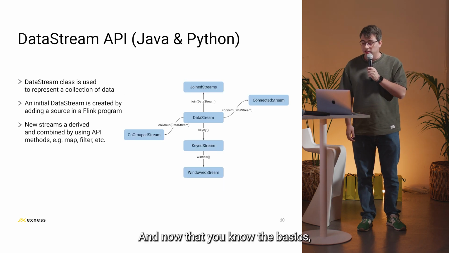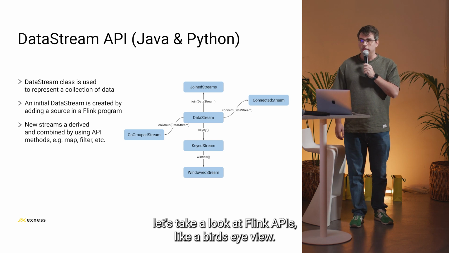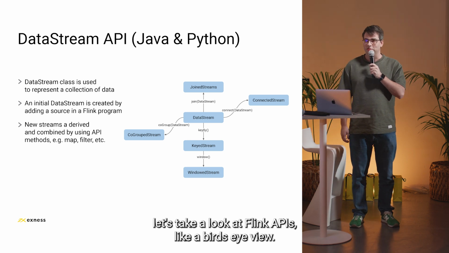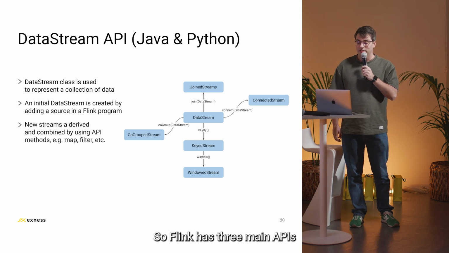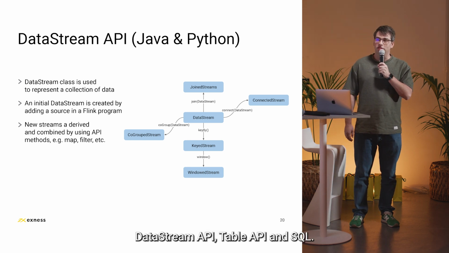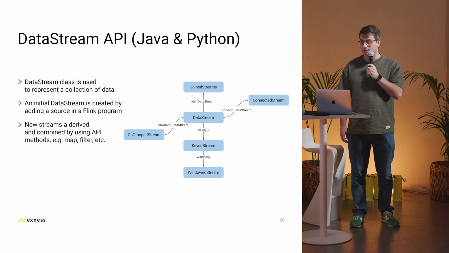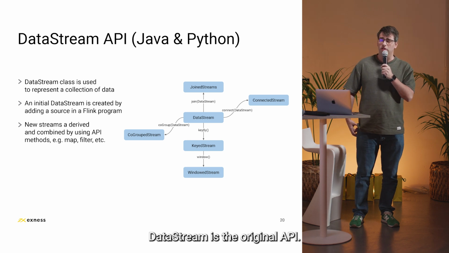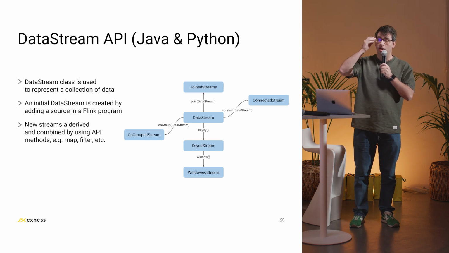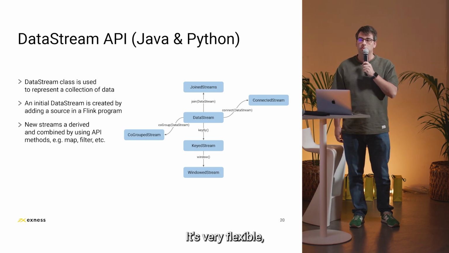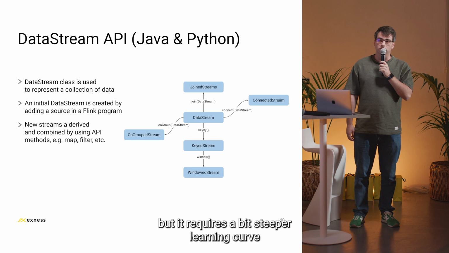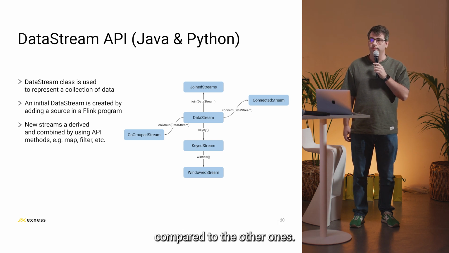And now that we know the basics, let's take a look at Flink APIs, like a bird's eye view. So Flink has three main APIs: DataStream API, Table API, and SQL. DataStream is the original API. It is imperative API. It's very flexible, but requires a bit steeper learning curve compared to the other ones.